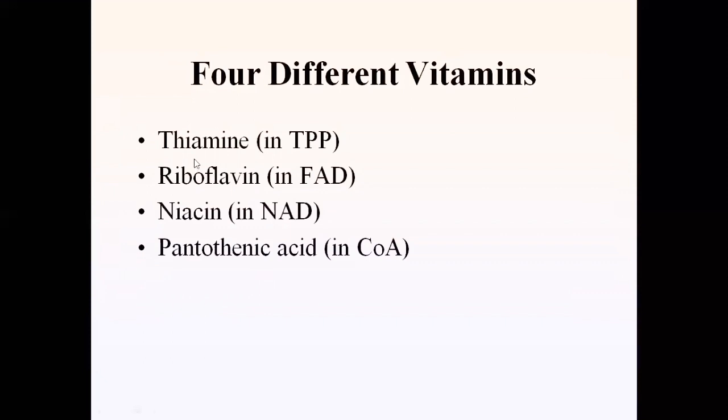So thiamine is also known as vitamin B1. Thiamine is required in the formation of thiamine pyrophosphate. ठीक है, thiamine pyrophosphate में thiamine require होता है. And then FAD, flavin adenine dinucleotide, the main component is riboflavin. It comes from vitamin B2. Vitamin B2, riboflavin, is required for the synthesis of flavin adenine dinucleotide. Niacin, vitamin B3, is required for the synthesis of nicotinamide adenine dinucleotide. And pantothenic acid, which is vitamin B5, is required for the synthesis of coenzyme A.